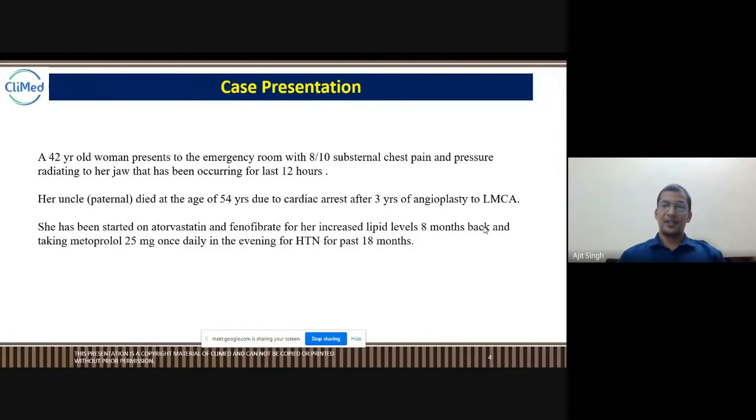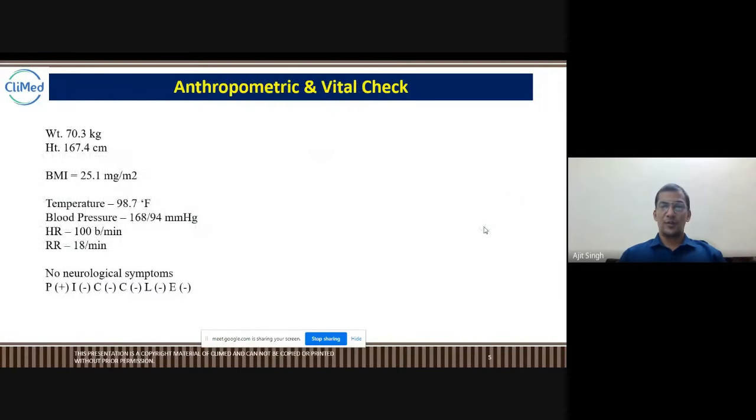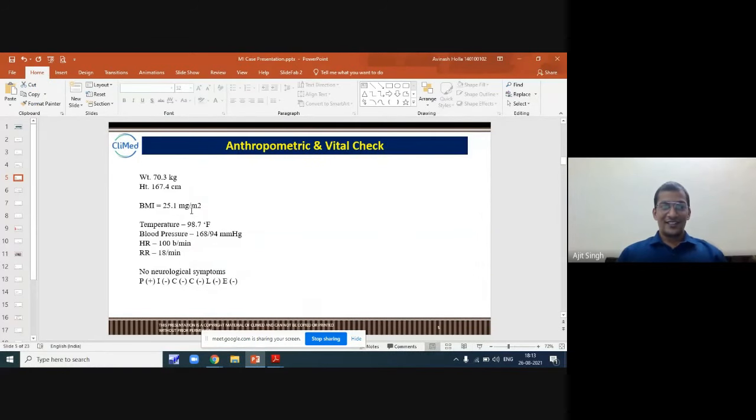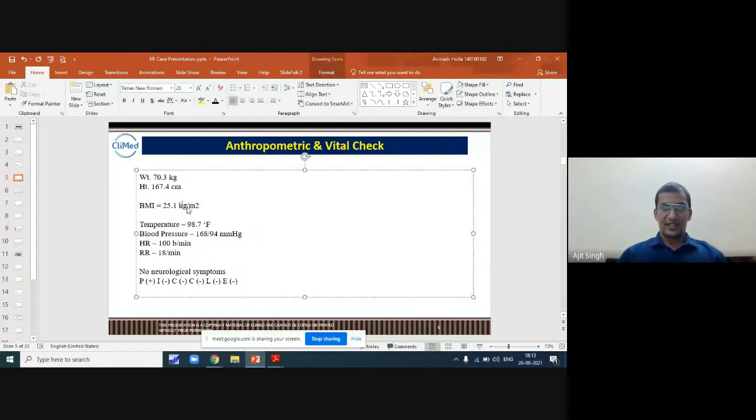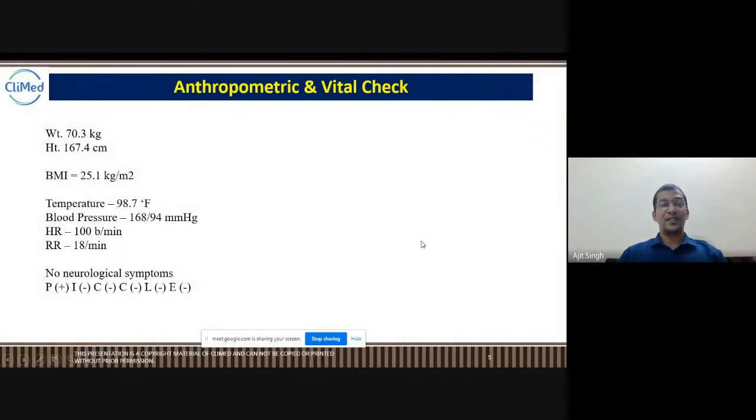It is clear. Now, anthropometric and vital check. Patient's weight was 70.3 kg, height 167. So I have calculated the BMI, and BMI is 25.1. Oh, sorry, this is kg per meter square. Okay. So BMI is 25.1 kg per meter square.